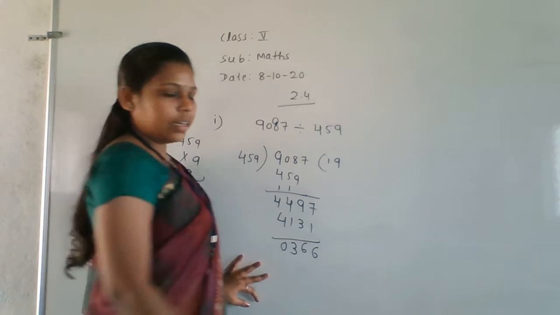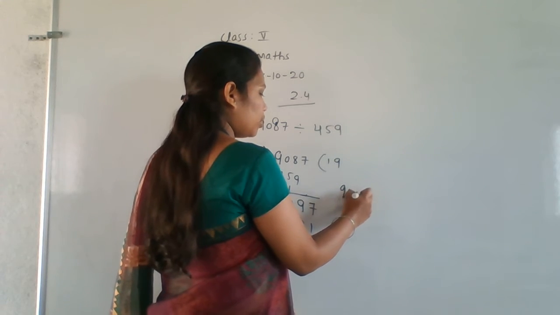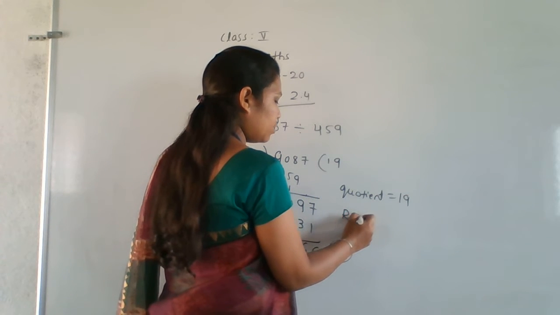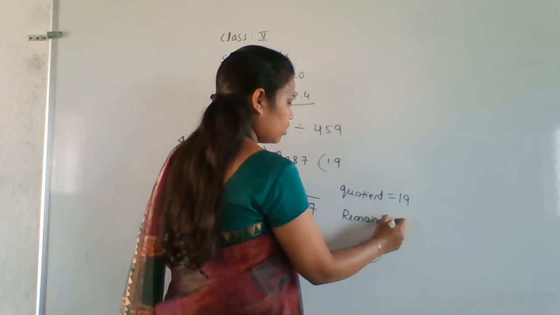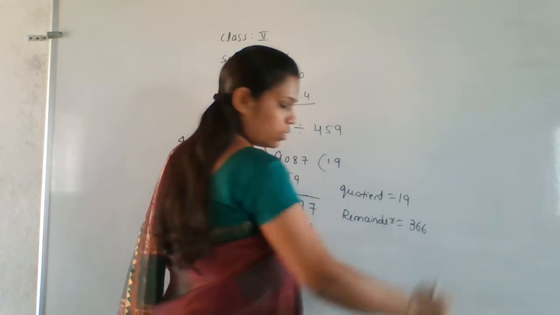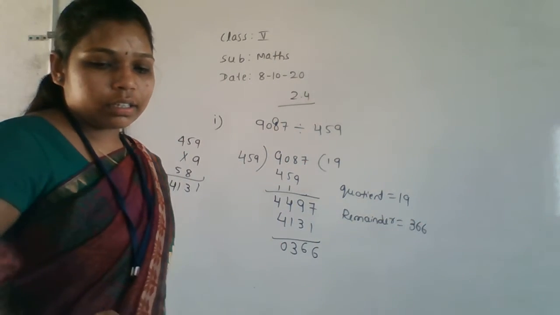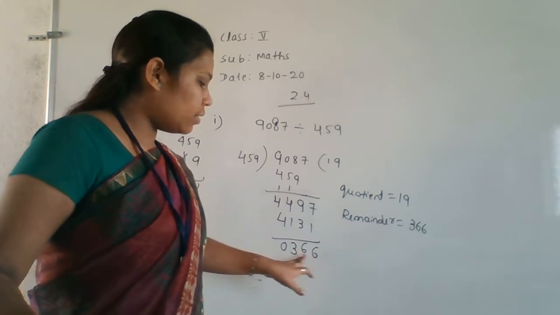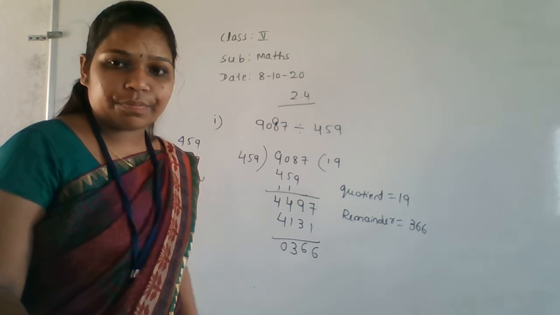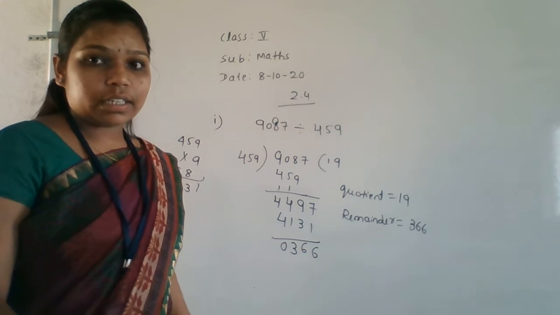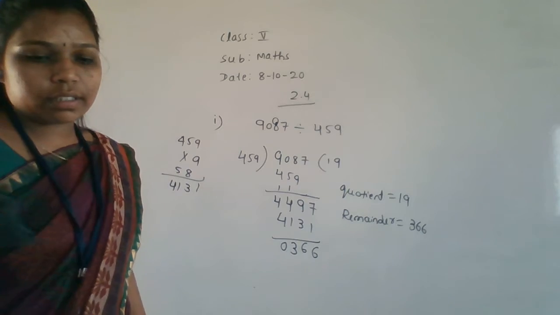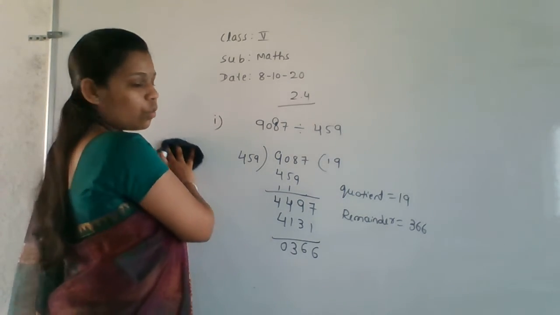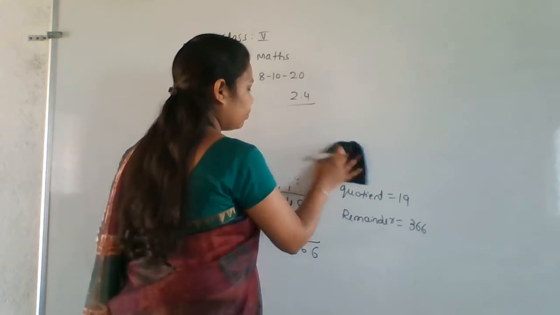Okay, so write here quotient is equal to 90 and remainder is equal to 366. You have to write the remainder as well as the quotient. Quotient is 90 and remainder is 366. Getting everyone? This is the division method. I completed. Next go for the J problem.